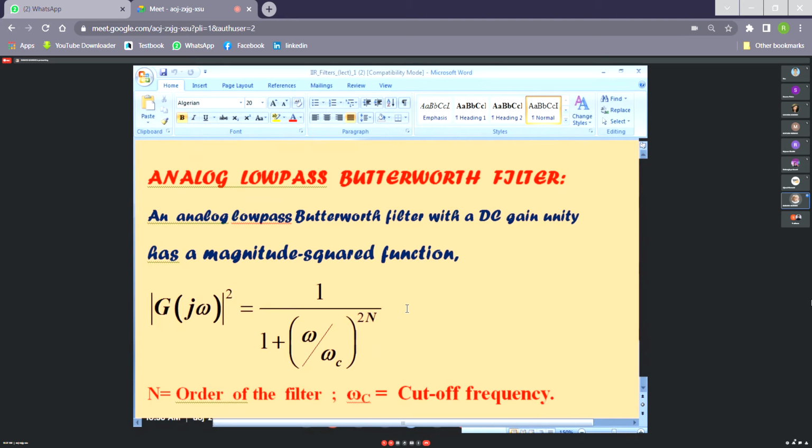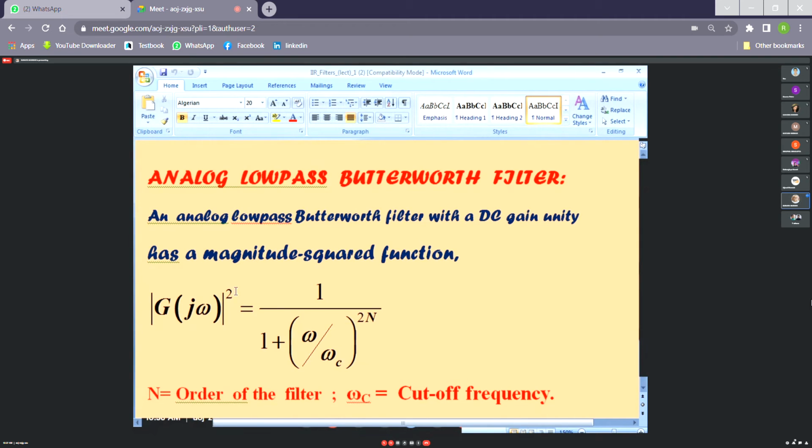But all the techniques that I have considered for discretization are equally applicable for other types of filters, as for example Chebyshev filter, elliptic filter, Bessel filter. For all types of filters, these discretization techniques can be used. But for the sake of illustration, I will consider only analog Butterworth filter.